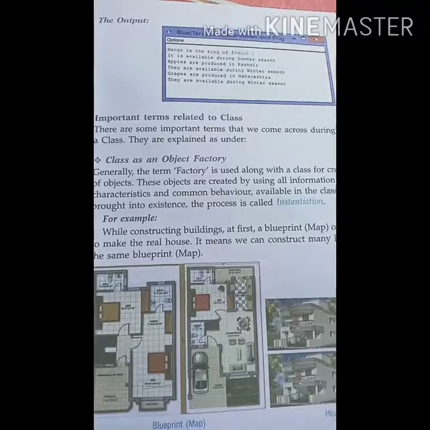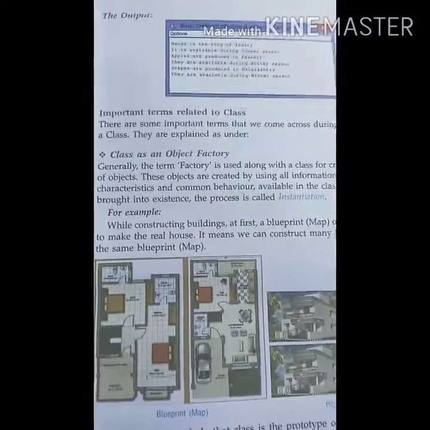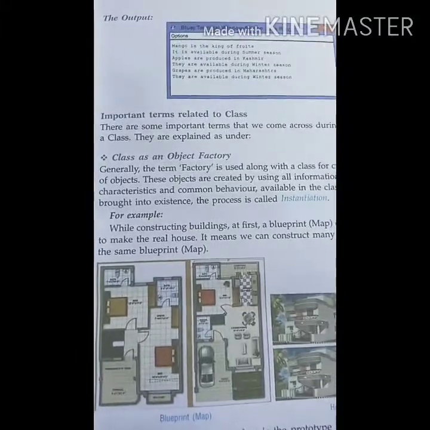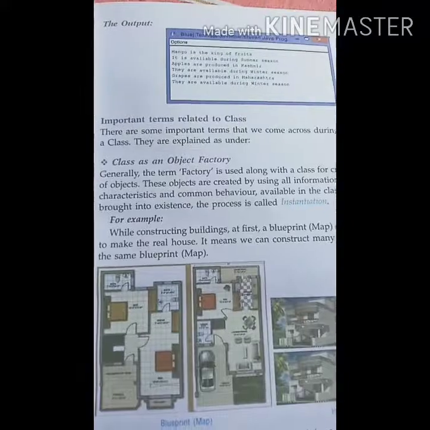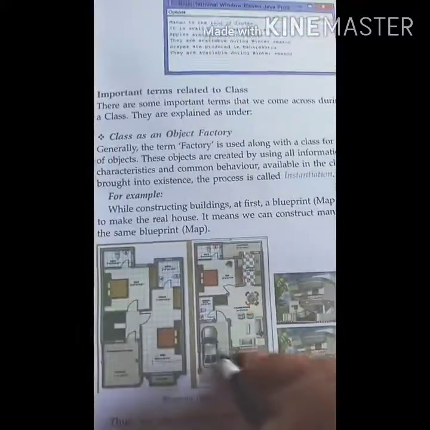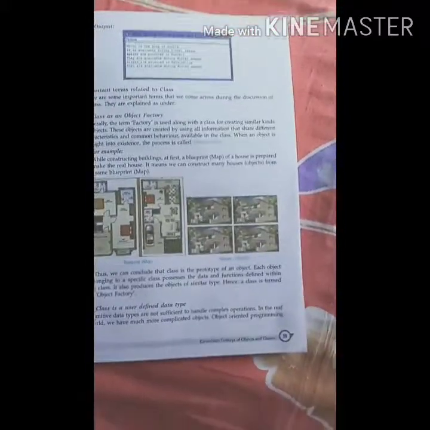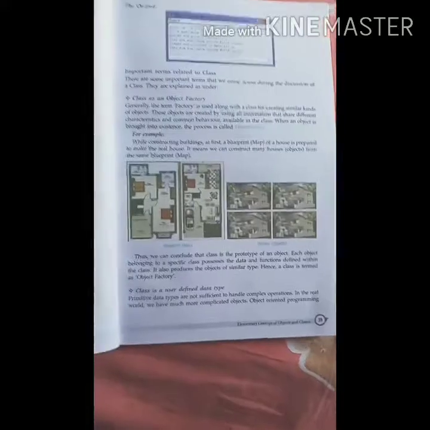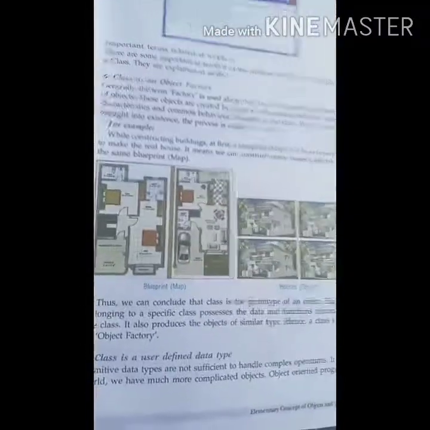Okay, an object is the instance of the class. So both are correlated. We cannot imagine a class without an object, and the class is called an object factory. Class is a user defined data type also. Okay, now, class is a user defined data type.